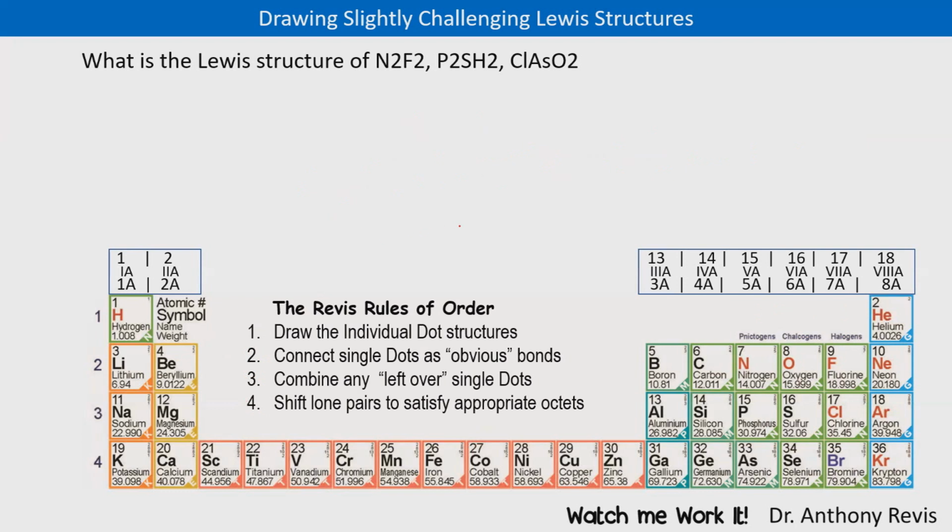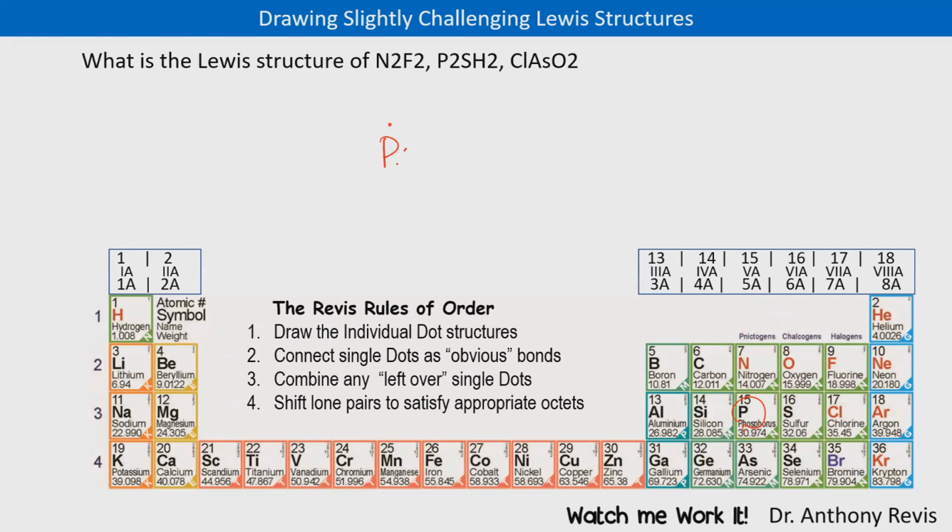What is the Lewis structure for P2SH2? Boy, this is a little bit more complicated, but I know there's a P right here. It's in group 15, therefore it's going to have more opportunity to bond than group 16 sulfur. So P is going to be my central atom. How do I know? I can look at it.